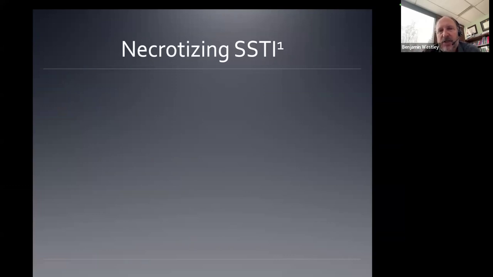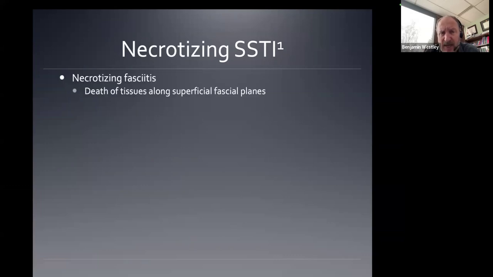Now, when a skin and soft tissue infection is necrotizing and actually results in tissue death, tissue ischemia, it can be very rapidly progressing and life-threatening. Necrotizing fasciitis is the most famous and feared. In this case, bacteria and their toxins grow and are released right along the deep fascial plane, sometimes deep to the fascia, right between the fascia and the muscle.